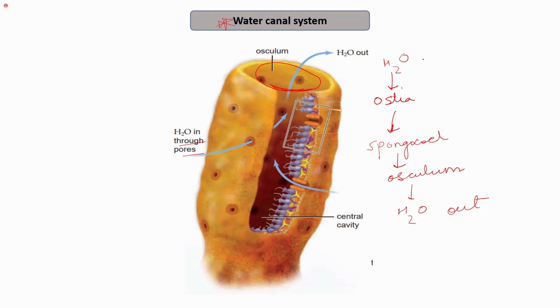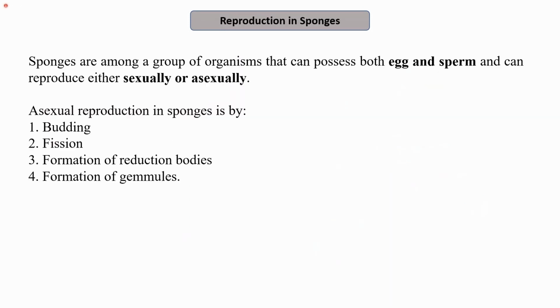So in the water canal system, basically what is happening? Water is getting inside the body of the poriferans through the pores, which are called ostia, which are the openings. It enters into the central cavity through ostia, and the central cavity is known as spongiocele. Then from spongiocele, it reaches the osculum and the water is drawn out of the body. So this is happening in the water canal system of the poriferans.